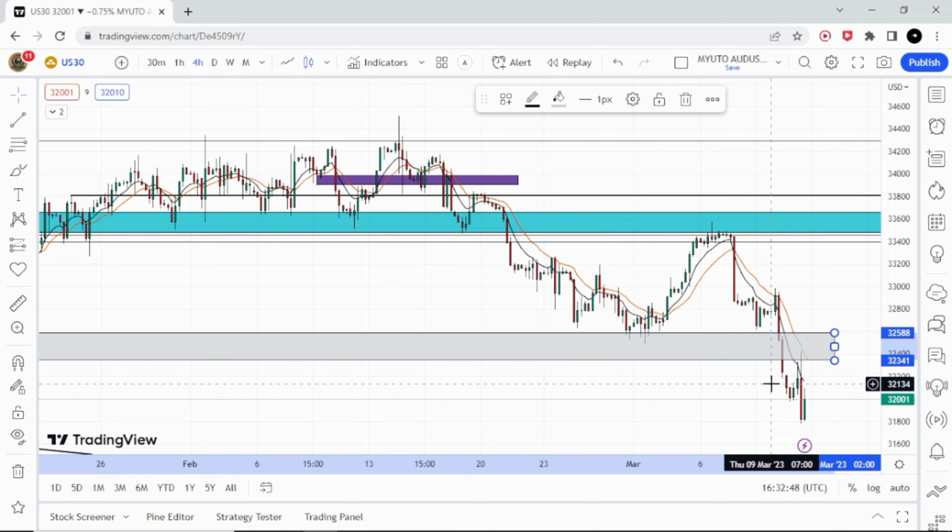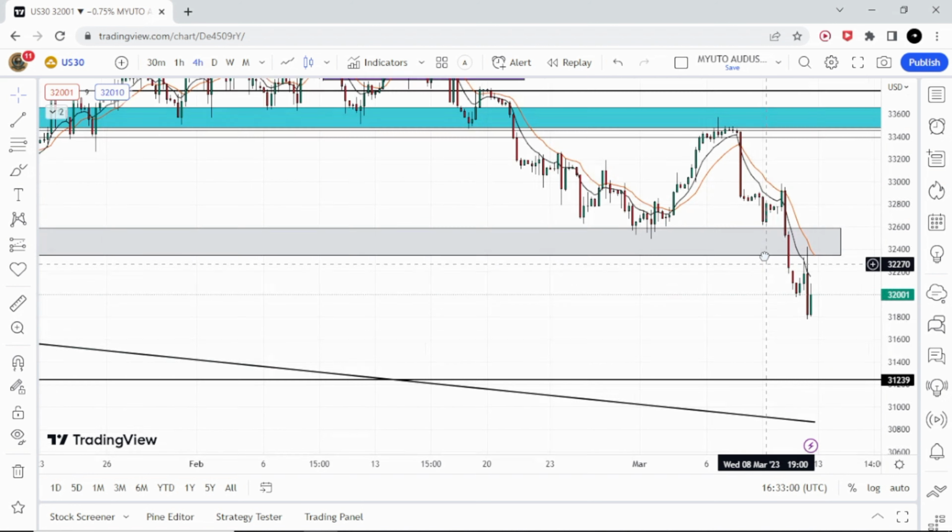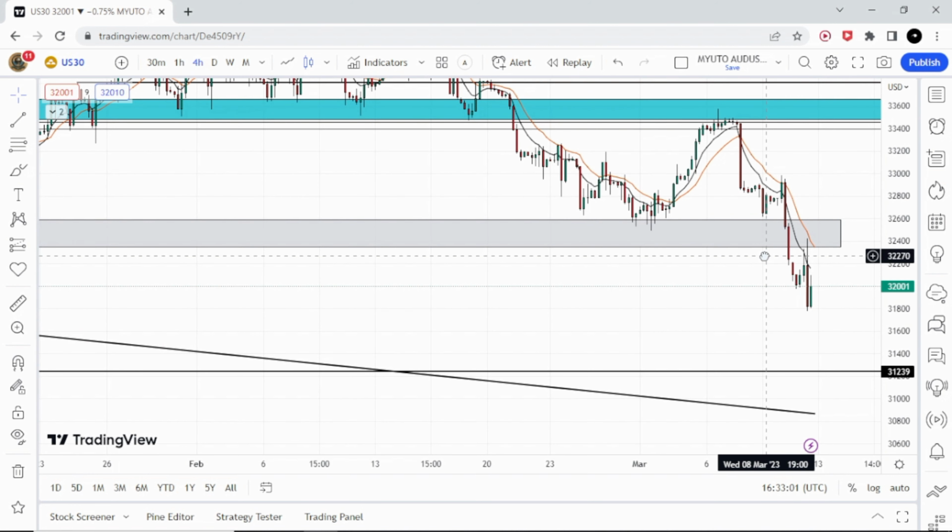Let's see how price develops on Monday. We might see another retracement to come test the level again and begin a bearish leg. Let's see how price develops. I'll make sure to make an update in the Telegram channel.